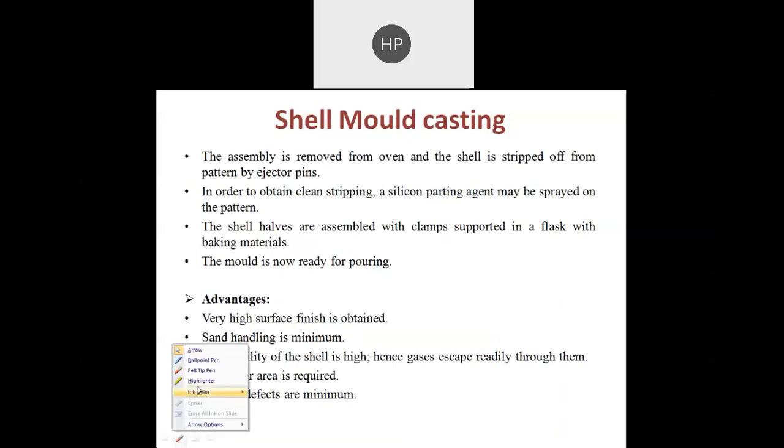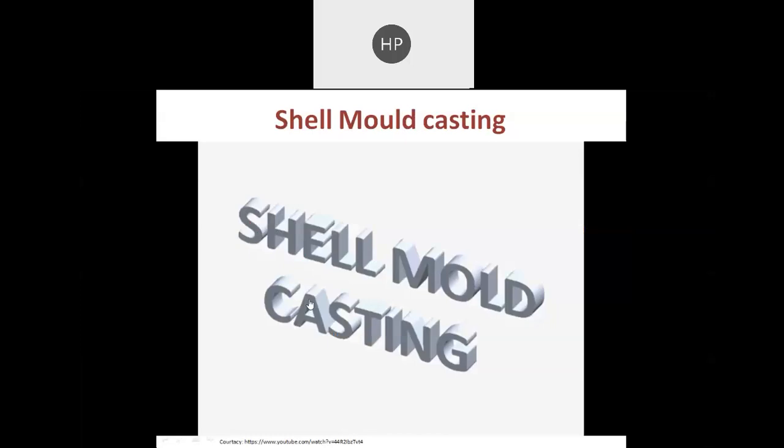Then permeability of the shell is high, hence gases escape readily through it. So this is the main advantage. The gas may easily escape, so the trapping of air and the bubble generation, the blowholes, may be easily eliminated by using shell mold casting. Less floor area is required as compared to other casting processes, and we have minimum casting defects. So these are some of the advantages of shell mold casting.